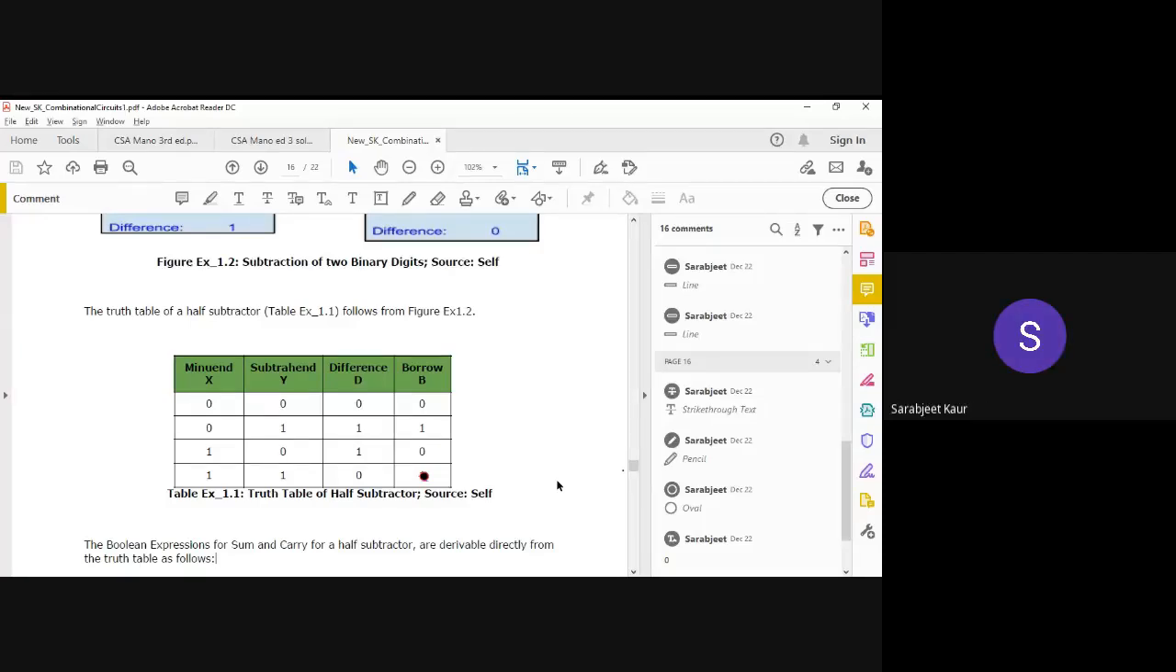Okay. So I request you now to do the next steps on your paper. So you have a notebook with you? What is the next step in the design process? Deriving a Boolean expression. Yes. We need to derive a Boolean expression for both the difference and the borrow. So I request you to please try it out yourself. Okay, ma'am.